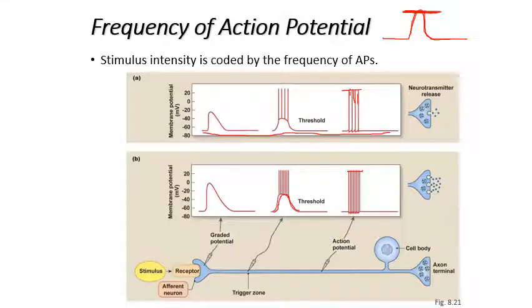But you can see frequency-wise, the one with the stronger stimulus, right? Here's that strong stimulus compared to the smaller one. You can see the frequency of action potentials is what the difference is. Okay, so frequency codes for intensity. Okay, light touch here versus a strong pressure touch there.